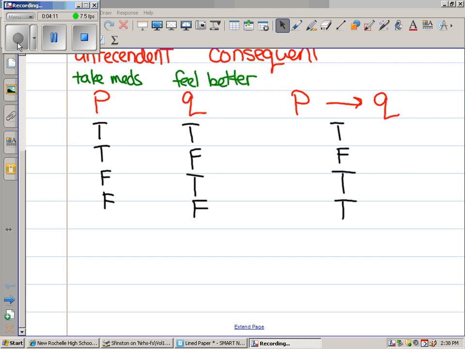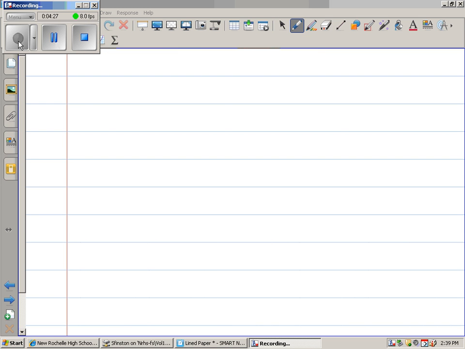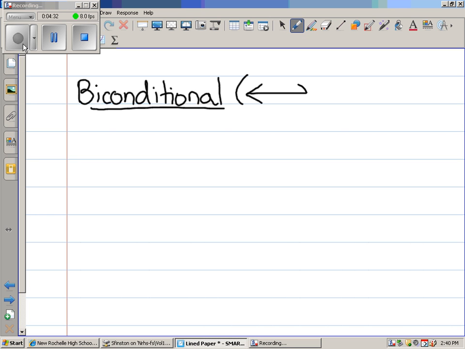So that's conditionals. They're a weird bunch, and let's write what we learned from this. What did we learn? Conditionals are only false when a true hypothesis leads to a false conclusion. That's it. We're going to talk about biconditionals now. Biconditionals go in both directions, hence the word bi. And they're symbolized by the words if and only if.